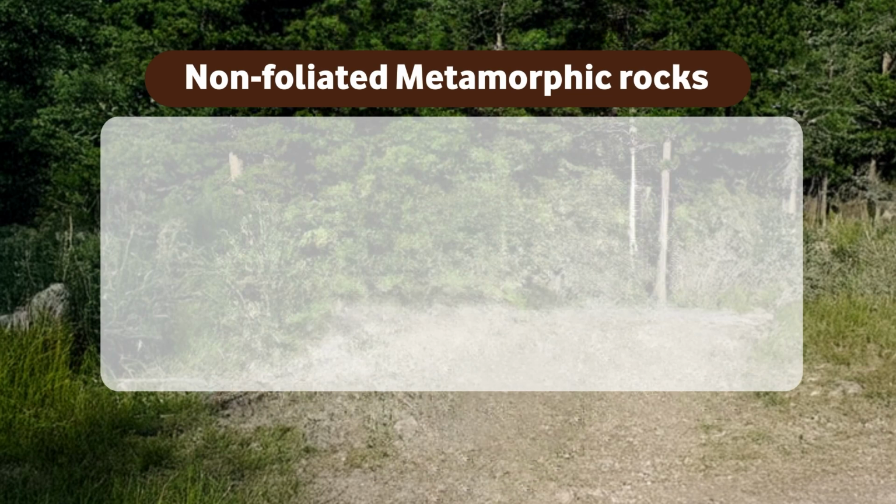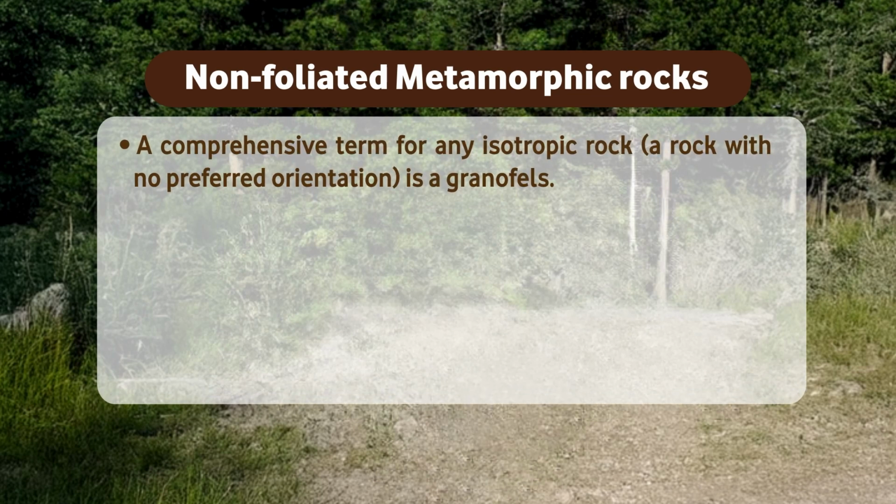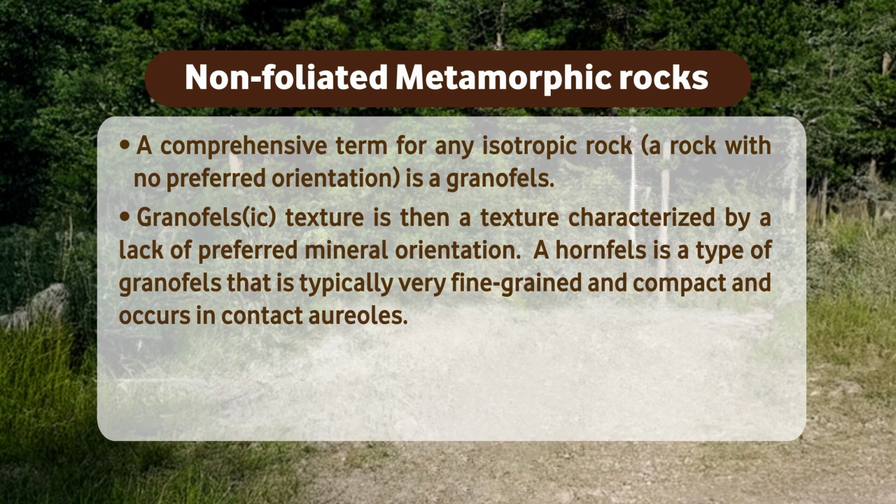Then we have the non-foliated metamorphic rocks. It is a comprehensive term for any isotropic rock, that is a rock with no preferred orientation, and we call them granofels. Granofelsic texture is a texture characterized by lack of preferred mineral orientation. A hornfels is a type of granofels that is typically very fine grained, compact and occurs in contact aureoles.